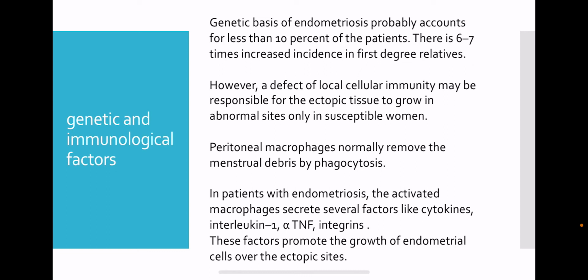However, a defect of local cellular immunity may be responsible for the ectopic tissue to grow in abnormal sites only in susceptible women. If the immunity is very low in people, it is responsible for the ectopic tissue to grow in abnormal sites. We already saw direct implantation, it was in susceptible people who had low immunity. Peritoneal macrophages normally remove the menstrual debris by phagocytosis.